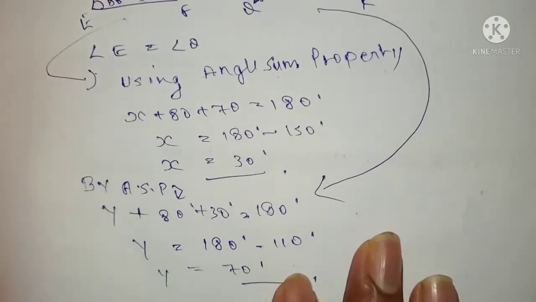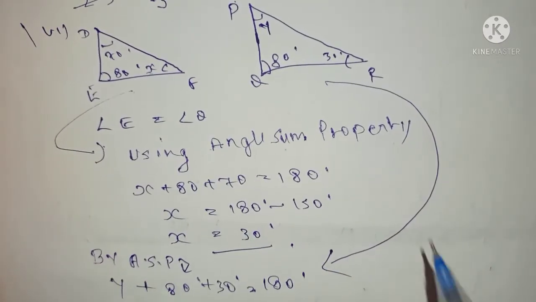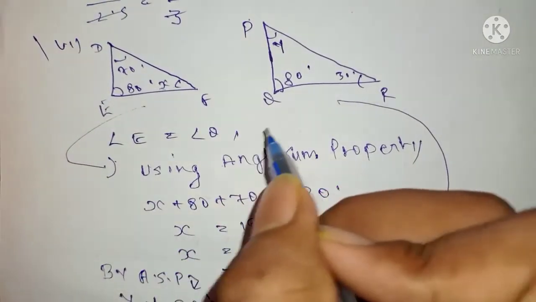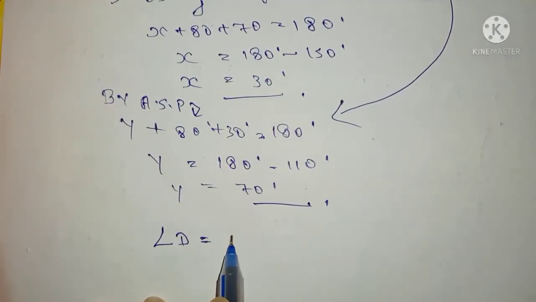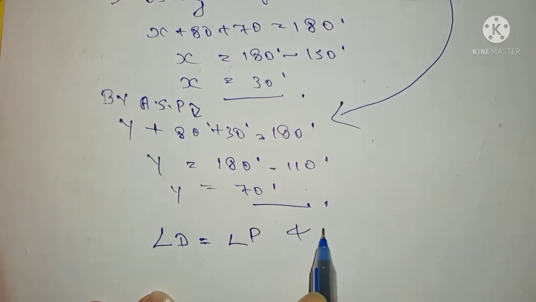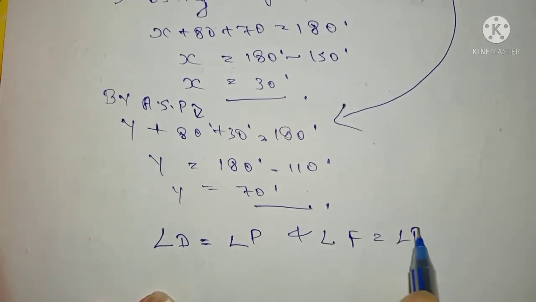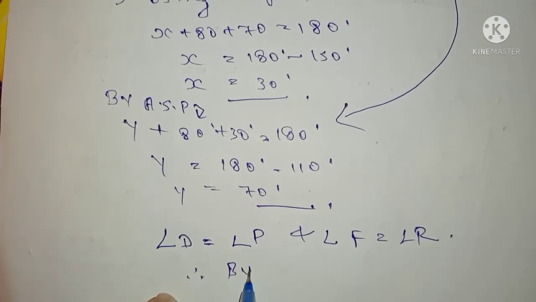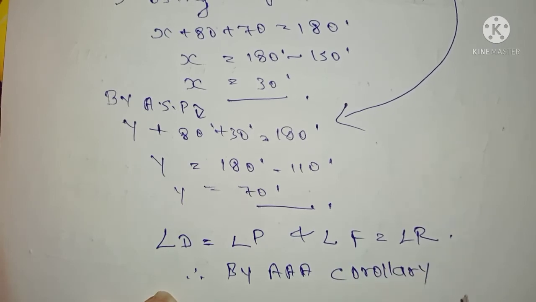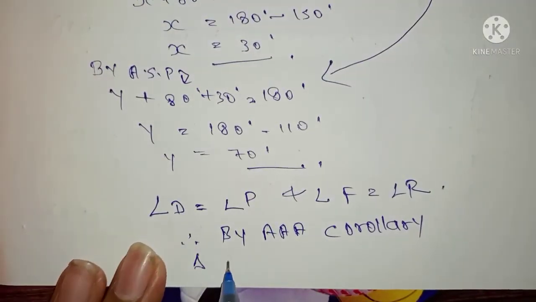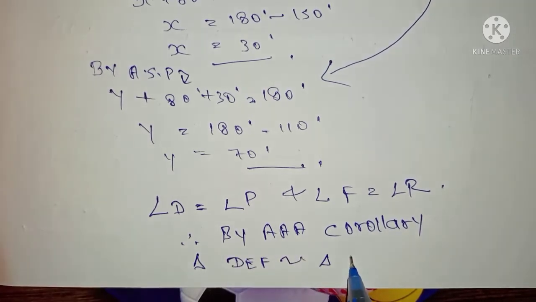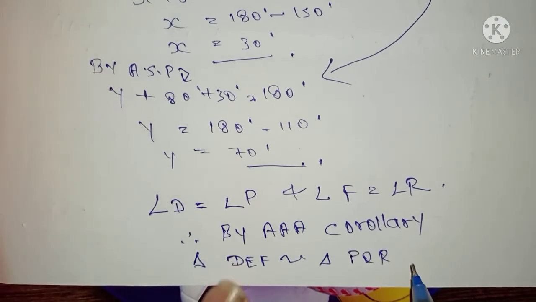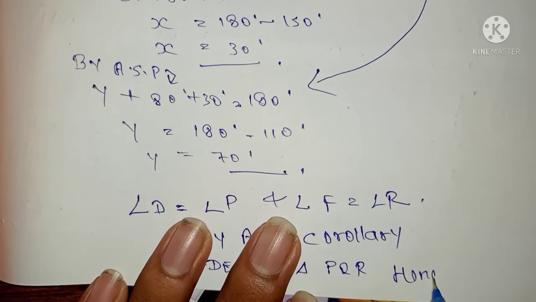Hence I can say that angle D will be equal to angle P and angle F is equal to angle R. Therefore by AAA corollary, triangle DEF is similar to triangle PQR. Hence proved.